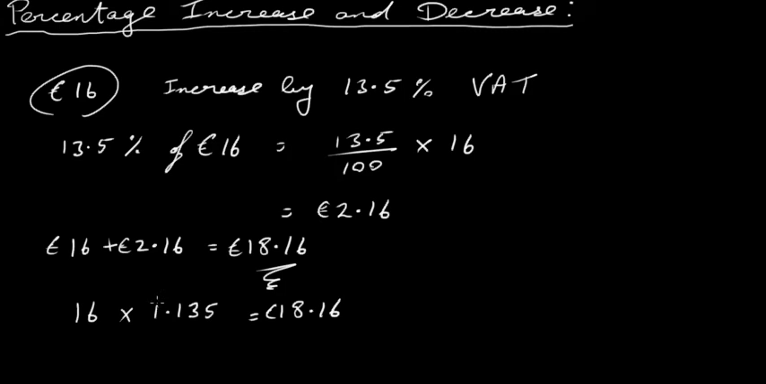So what we're doing here, the 1 represents the 100%, if you like, and then we're increasing it by this part here, the 0.135. So we're multiplying it by 1, which represents the 100%. If you multiply 16 by 1, you just get 16. If you multiply it by 0.135, which is effectively what we did up here, you'll get the 2.16. So this does all of this in one go, and we get the same answer here.